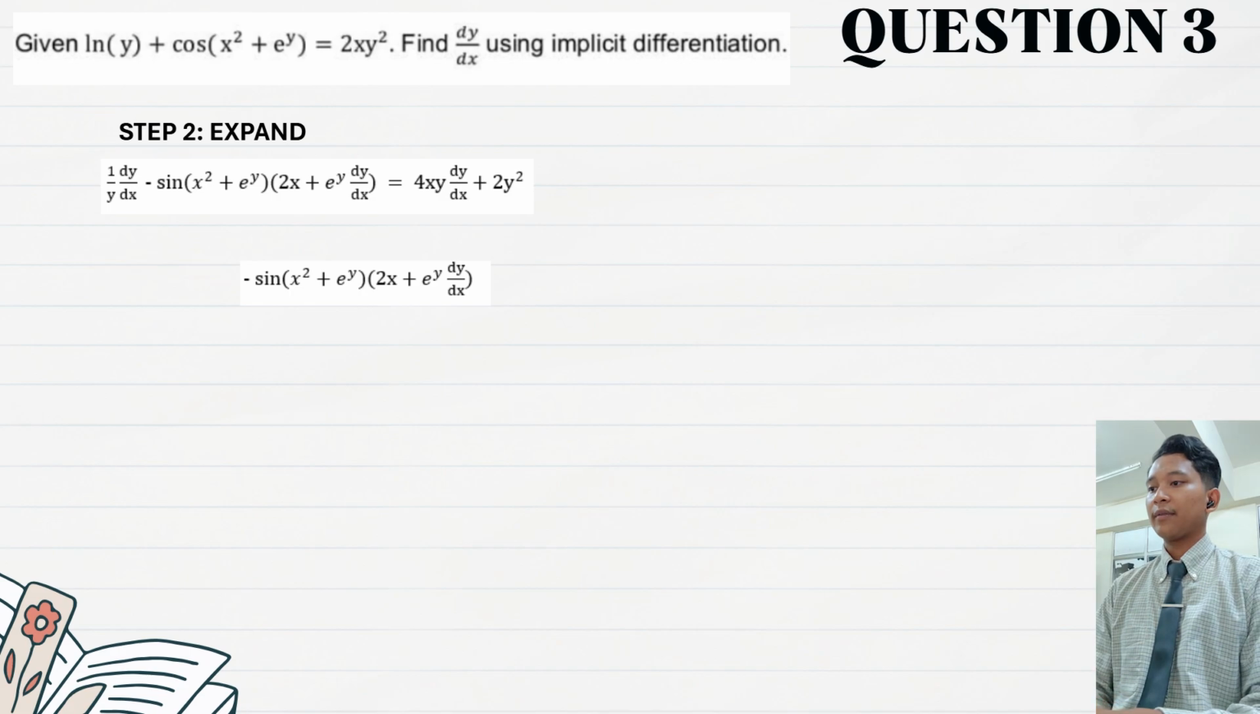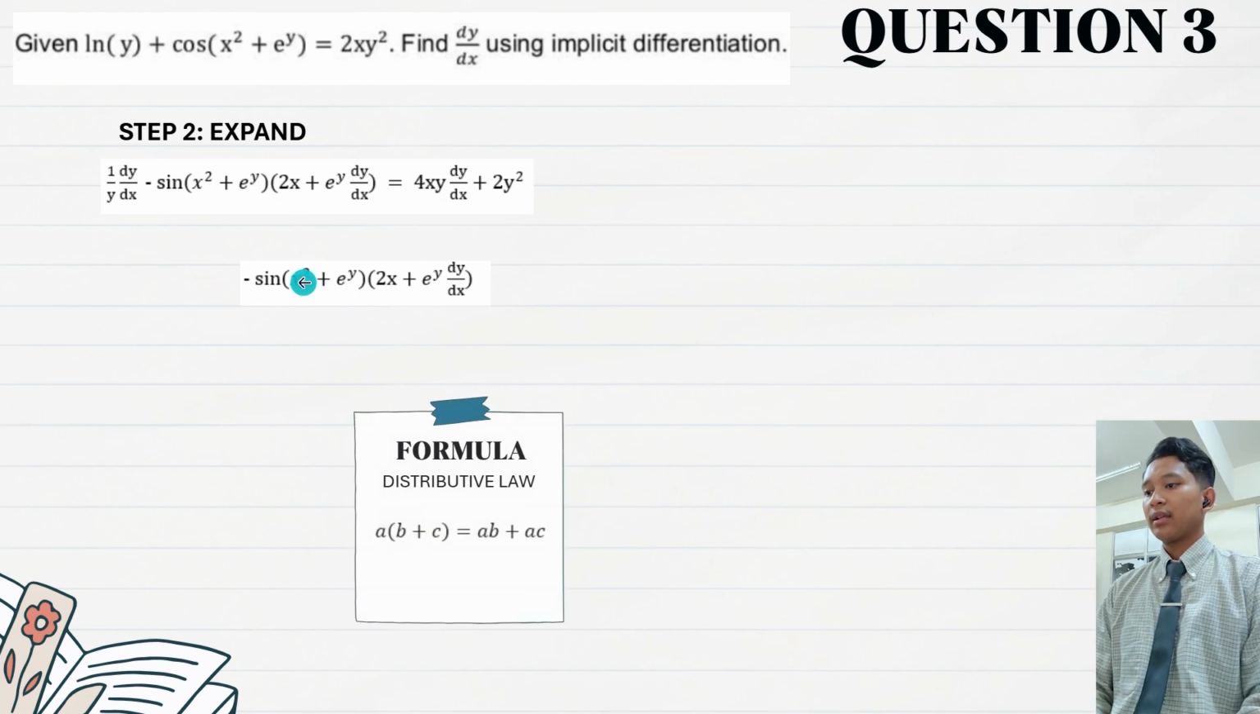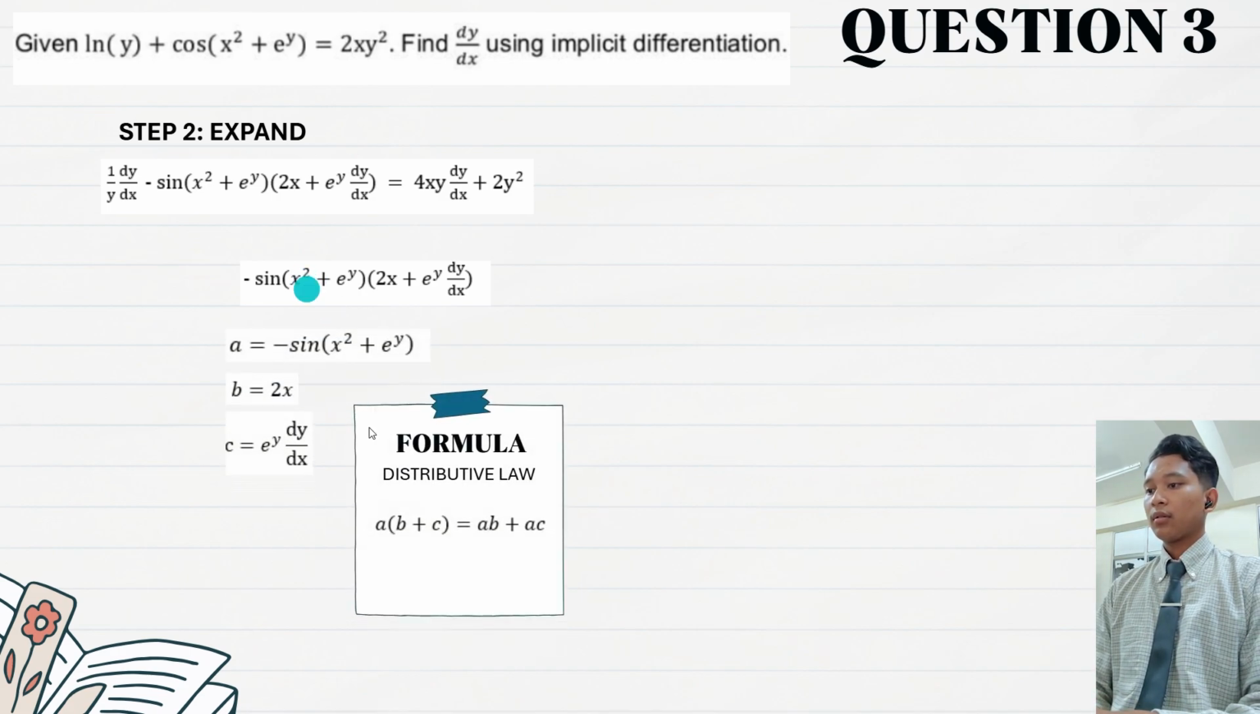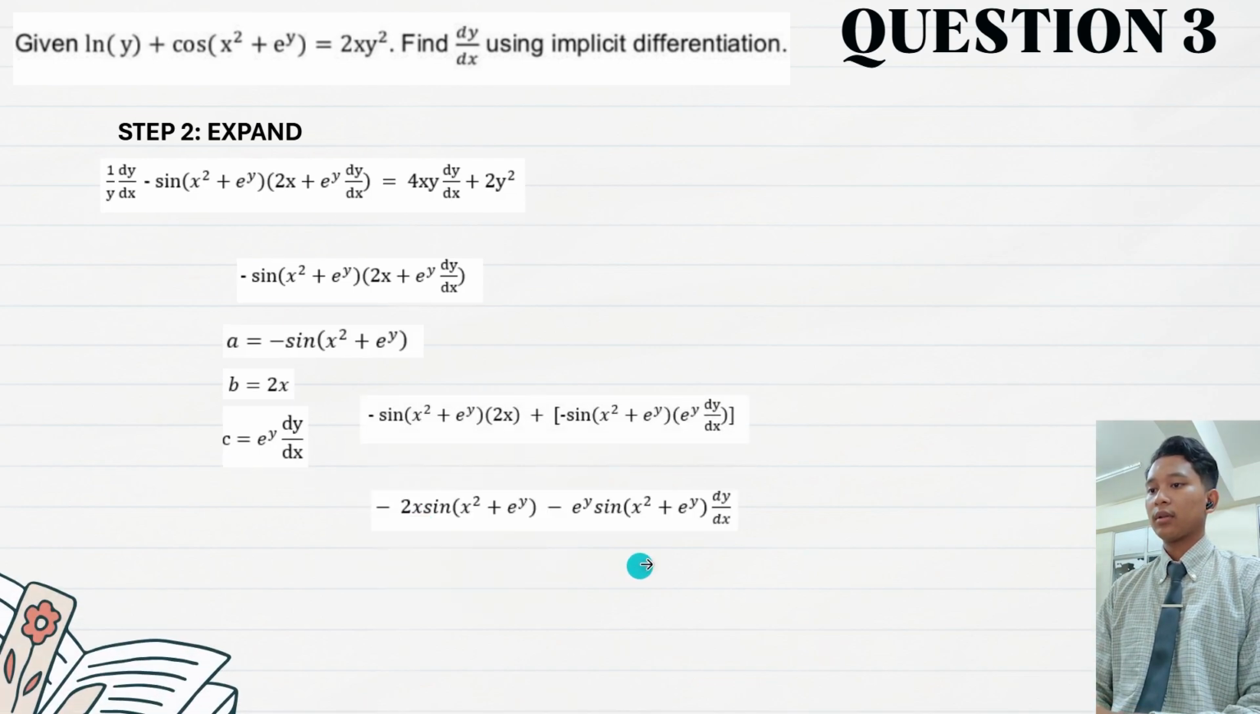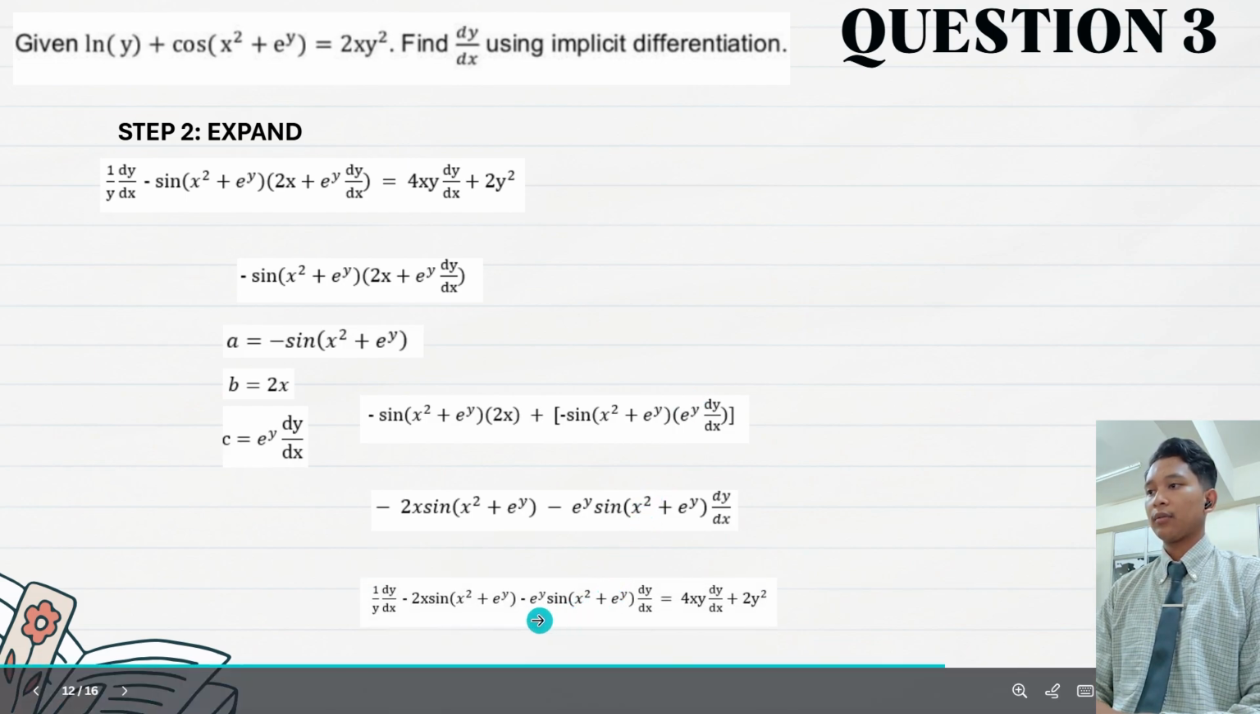We are going to expand negative sign using distributive law. So our a, b, c will be negative sign x power of 2 plus e power of y, b 2x, and c e power of y dy over dx. So this is how we are going to write our equation, expand it, and this is what we are going to get. Also, don't forget to merge it after finish.